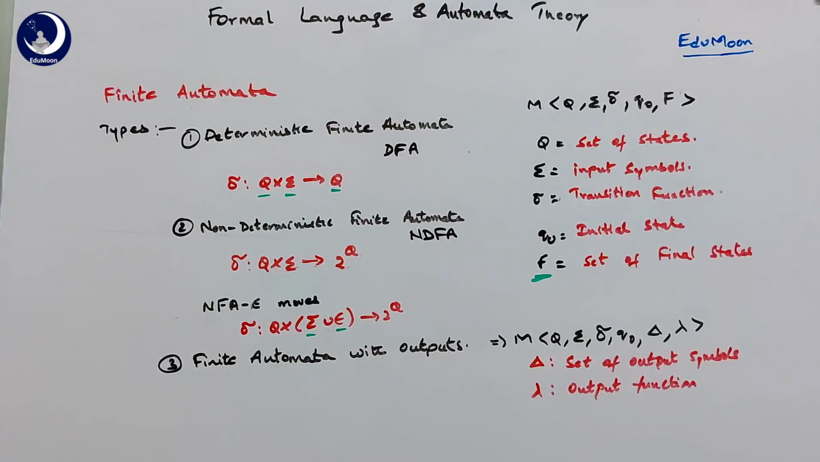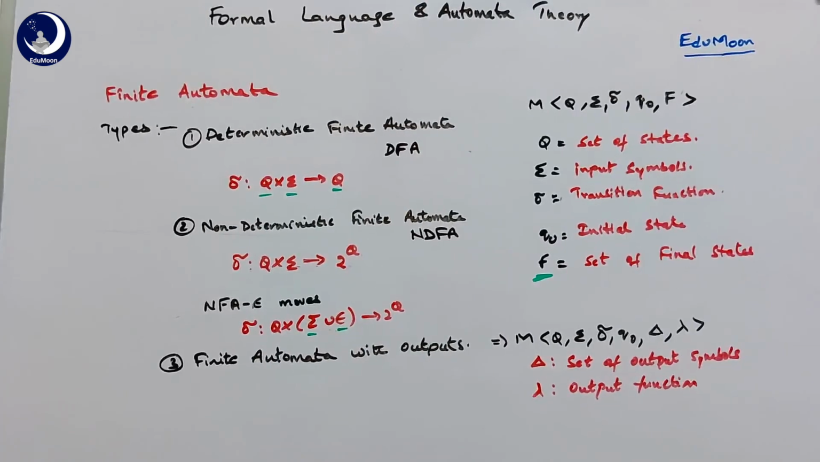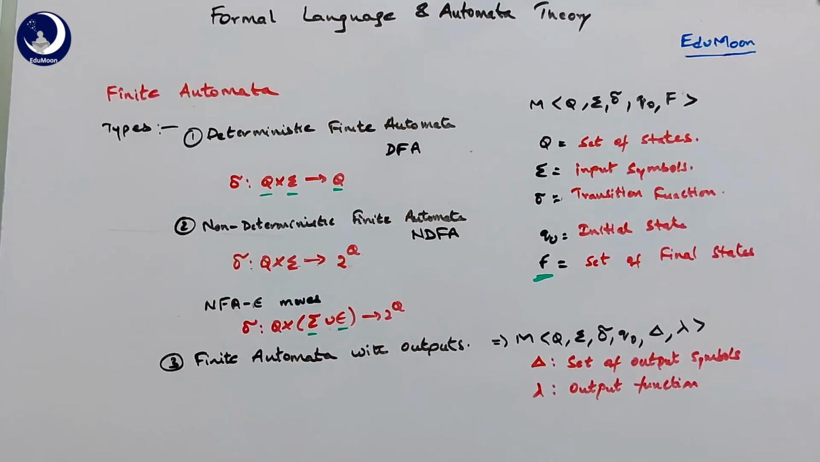Same as sigma is the input symbols, small delta is the set of output symbols, and lambda is an output function. It's almost like a transition function. The capital delta is given as the transition function, and lambda is given as the output function. Basing on this, there are again 2 variations in finite automata with outputs. The first one is the Moore machine and the second one is the Mealy machine.